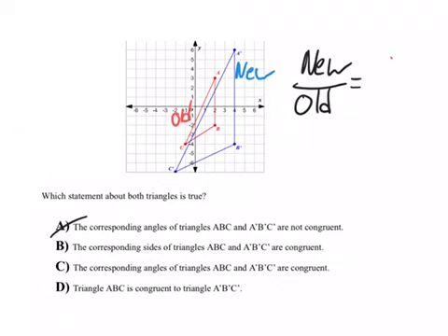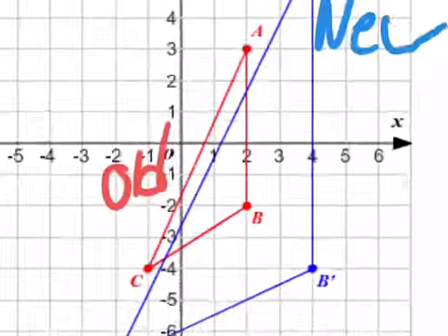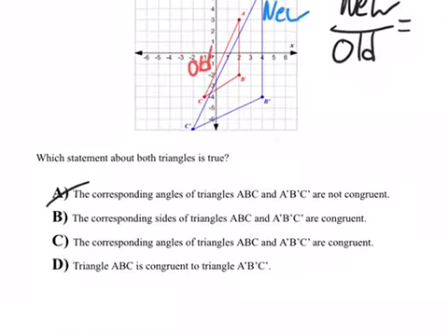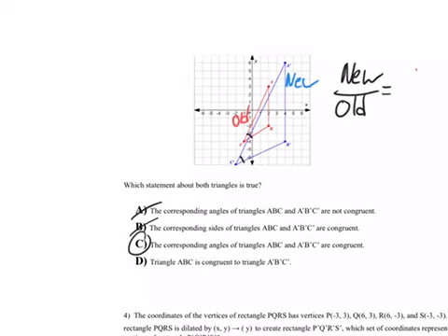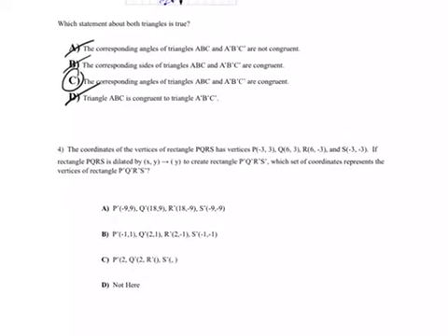B says the corresponding sides of triangle ABC and triangle A'B'C' are congruent. Well, the sides, one's bigger than the other. The sizes can't be congruent. And just as a quick reminder, congruent means the exact same. B is out. And C, corresponding angles of triangle ABC and triangle A'B'C' are congruent. That's what we've been saying. These angles, like for C and C prime, have to be the exact same. And just to double check, D says triangle ABC is congruent to triangle A'B'C'. That's not true, because clearly they are different sizes. D is also out. All right, from here we'll move on to number 4.